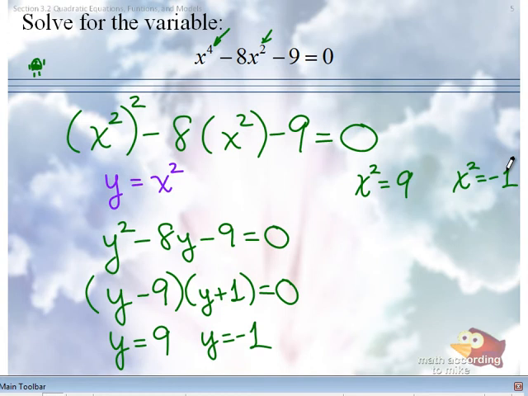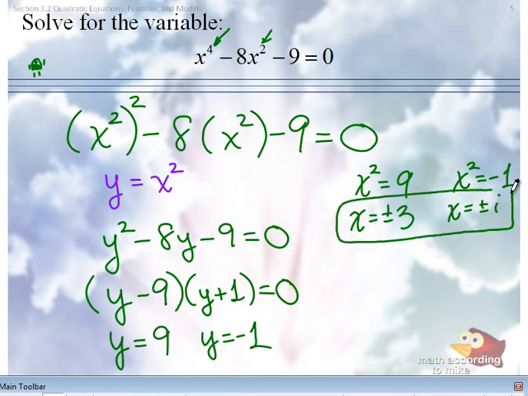So if x squared equals 9, what does x equal? Plus or minus 3. And if x squared equals negative 1, what does x equal? Plus or minus i. So there's your four answers, plus or minus 3, plus or minus i. And we did that through using the substitution.